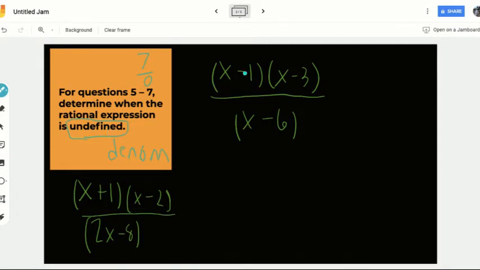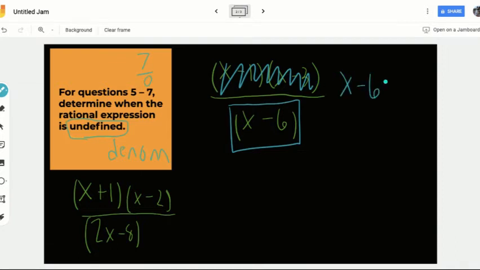So here's my first question. They want to know for what values of x is a rational expression undefined. I'm not worried about the top at all. I'm simply going to take the denominator and I'm going to set it equal to 0. And then I'm going to solve. Plus 6, x equals 6. So this rational expression is undefined when x equals 6.